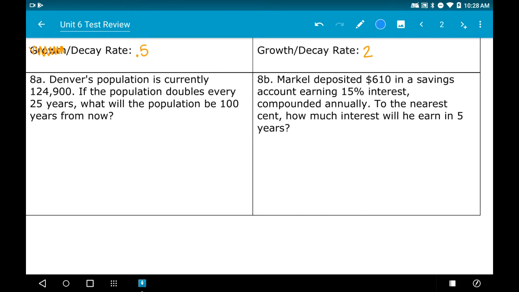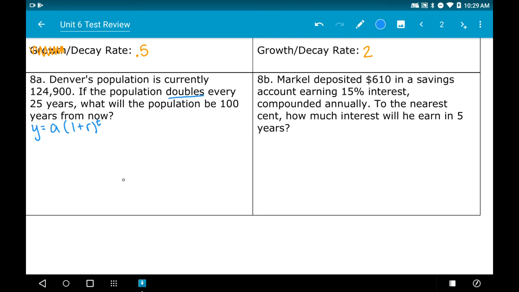Now with 8a, it says Denver's population is currently 124,900. If the population doubles every 25 years, what will the population be 100 years from now? So the population is currently 124,900, so that's going to be our initial value. Our equation here, notice it is increasing because it's doubling. So our equation is going to be y equals a times 1 plus r to the power of t. Increasing means there's a plus here.